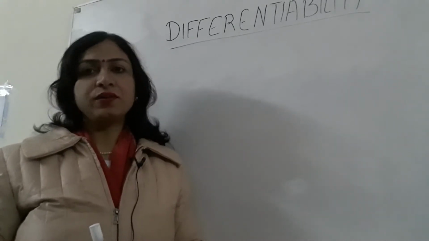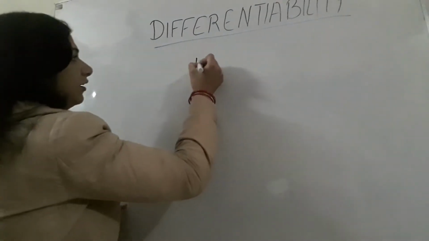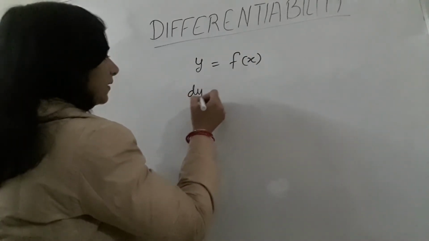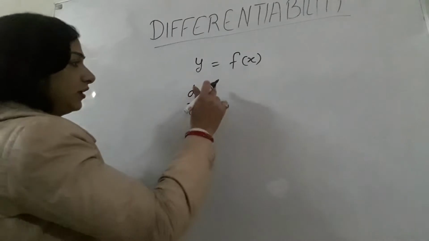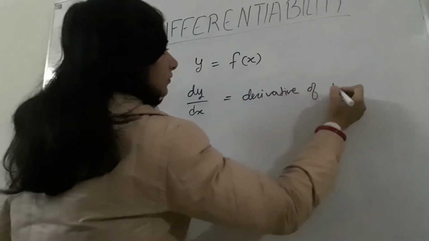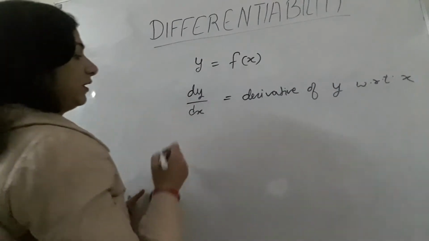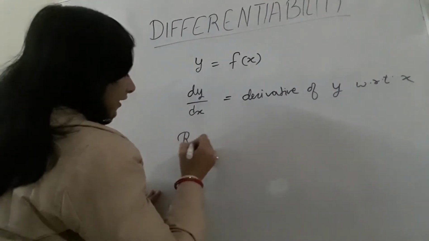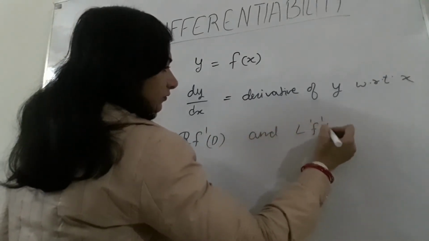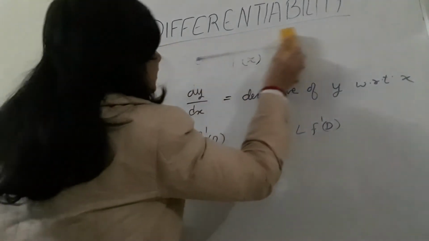Today we will discuss the concept of differentiability in differential calculus. Let y be a function of x, then the rate of change of y with respect to x is known as the derivative of y with respect to x. In case of differentiability, we have to find the right hand derivative and left hand derivative of a function f(x) at x equals 0.